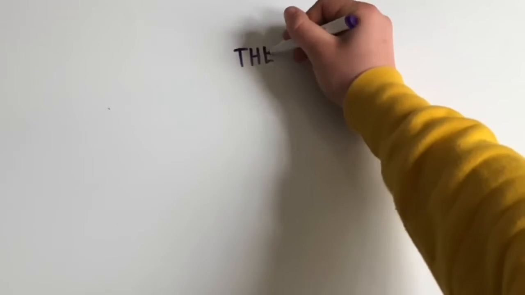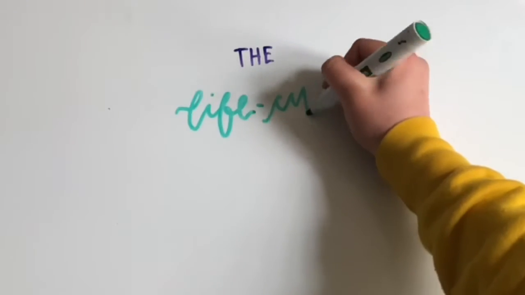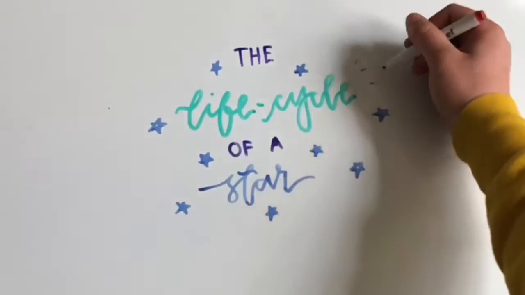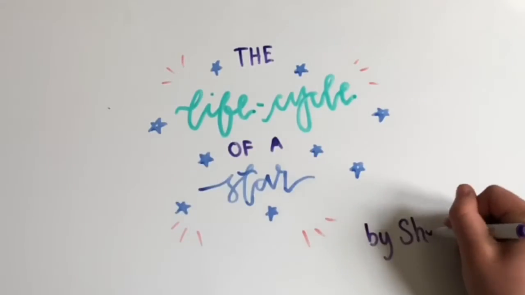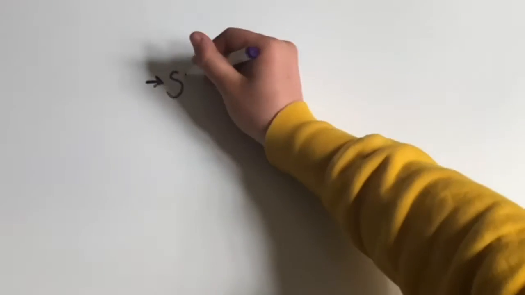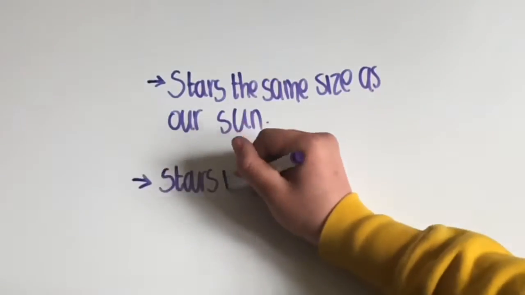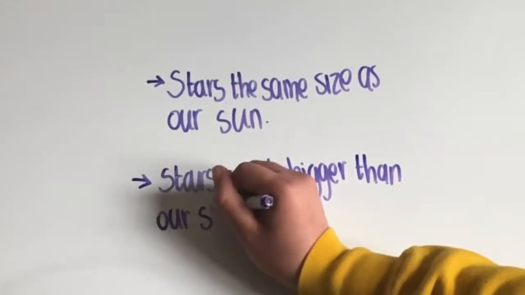Hi everyone. Today we're going to be looking at the formation and life cycle of stars. The life cycle for a particular star depends on its size. In today's video we're going to cover the life cycle of a star which is about the same size as our Sun, and then that of a star which is far greater than the Sun in size.